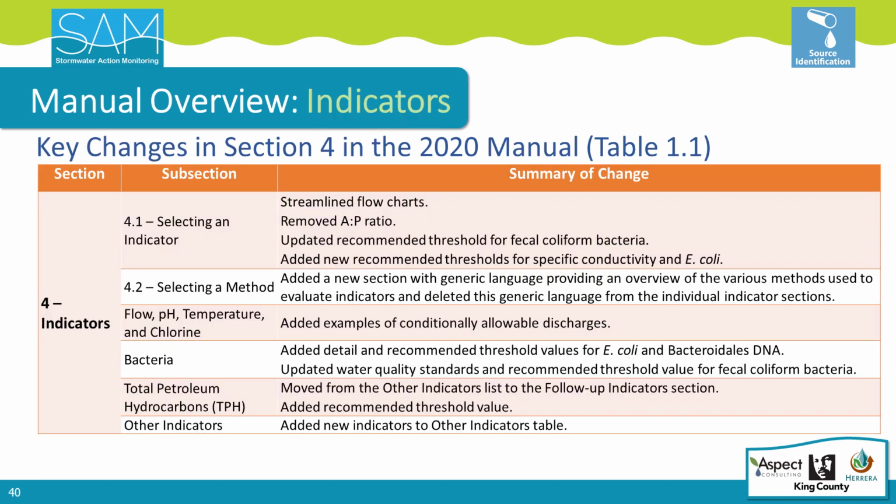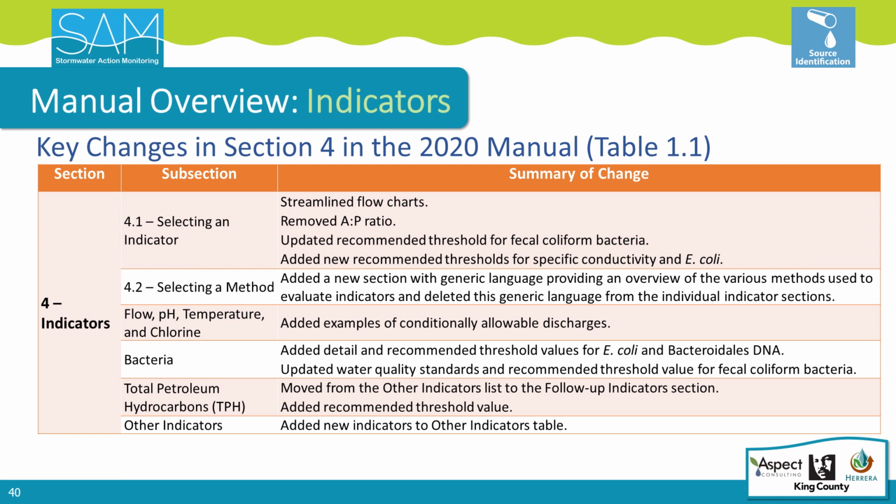So some of the main updates that occurred in section 4 in the 2020 manual include streamlining the flow charts, which we'll be talking about in a minute. We've got figure 4.1 and figure 4.2. We added a new section with generic language providing an overview of the various methods used to evaluate indicators. We'll be talking about that in a minute as well. Added examples of conditionally allowable discharges in the flow, pH, temperature, and chlorine sections. The bacteria section had quite a revamp, so definitely take a look at that. We added a lot of detail and updates in that section, and we'll be walking through that in detail today.